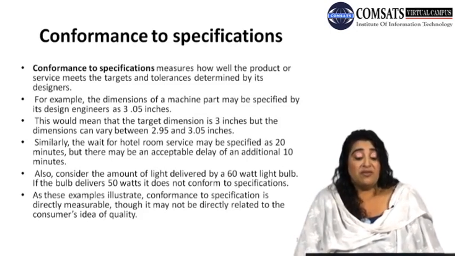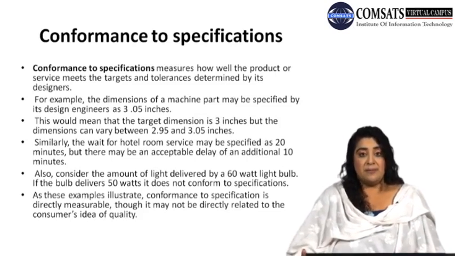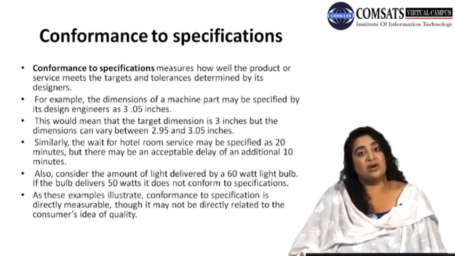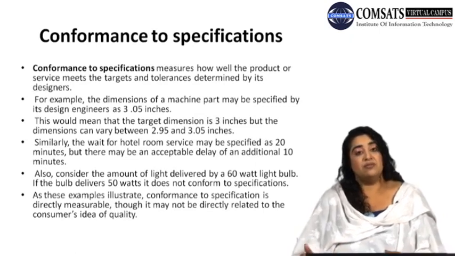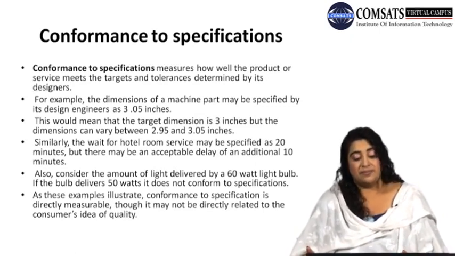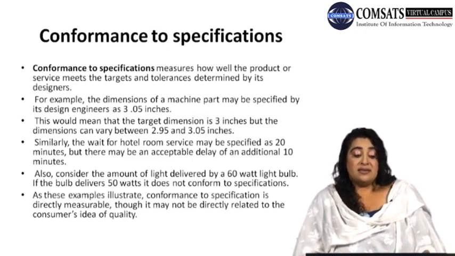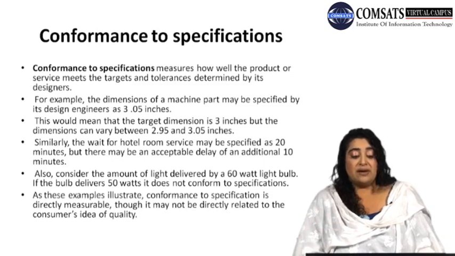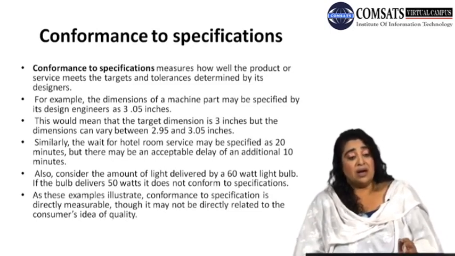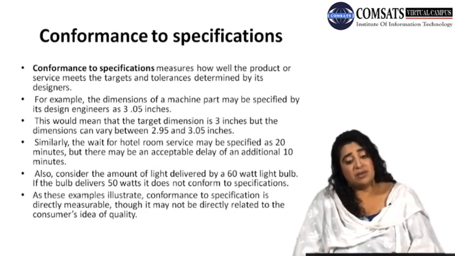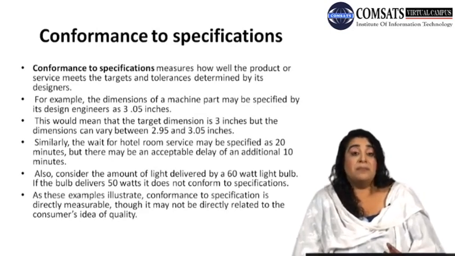If the bulb delivers 50 watts, it does not conform to specifications. अगर 60 watt बल्ब लिखा है, ठीक है, so उसको 60 watt की ही बराबर लाइट देनी है. It cannot give 50 watts because फिर वो specifications से conform नहीं करता. Now, as these examples illustrate, conformance to specification is directly measurable, though it may not be directly related to the consumer's idea of quality. So, अगर हम conformance of specification के हिसाब से total quality देखते हैं तो उसको हम measure कर सकते हैं.